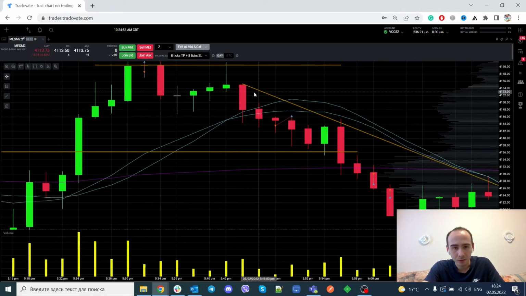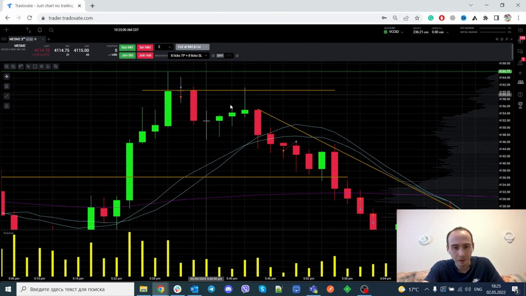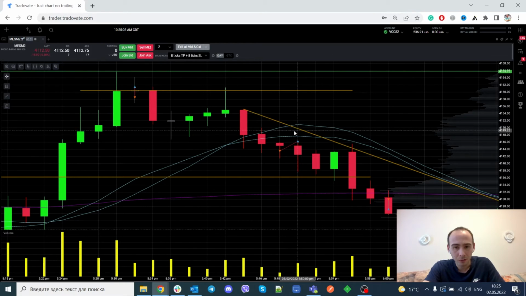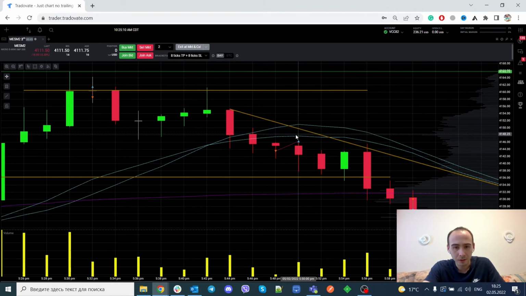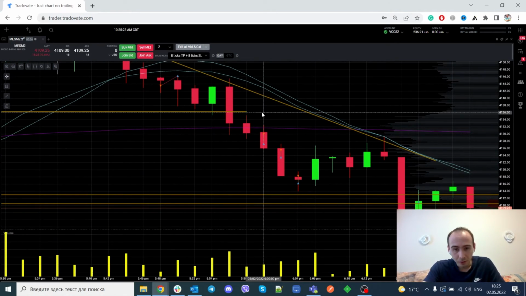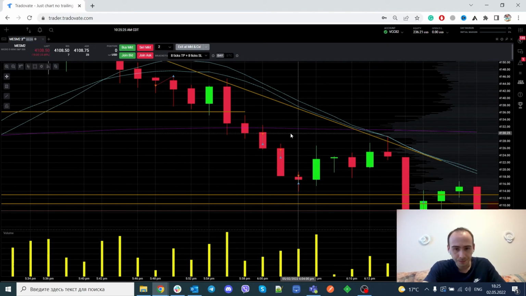Here I considered that this is a lower high, and here I was kind of right, but I entered at this level. I saw two bearish bars. I entered. My stop loss worked. Then I had a couple of positive deals.